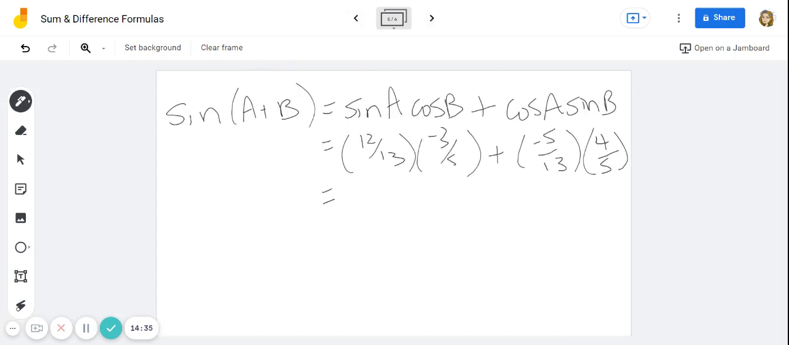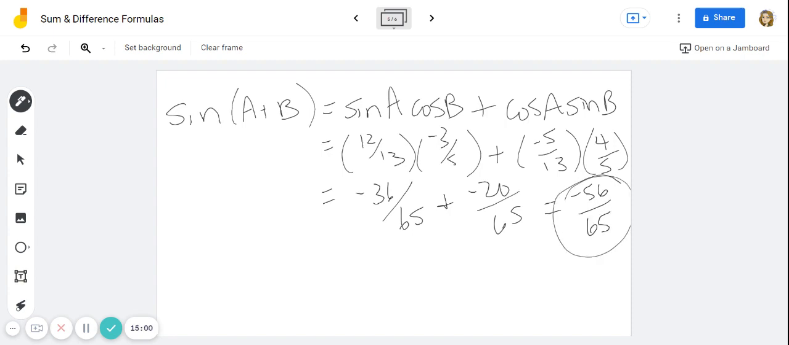Okay, so let's just simplify down. 12 times negative 3 is negative 36. Okay, 13 times 5 is 65. Negative 5 times 4 is negative 20. And then 13 times 5 again is 65. So we already have a common denominator. Negative 36 minus 20 would be negative 56 over 65. So that is the value of sine of A plus B.